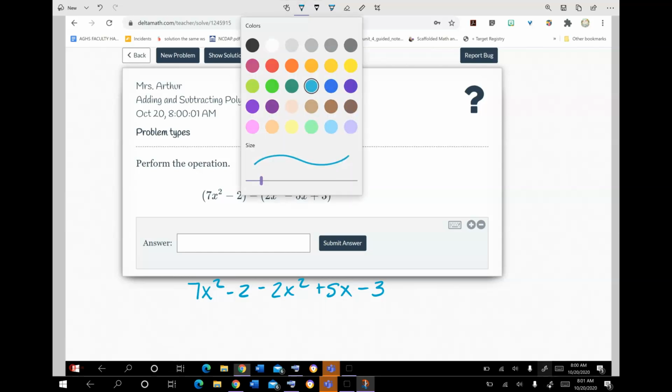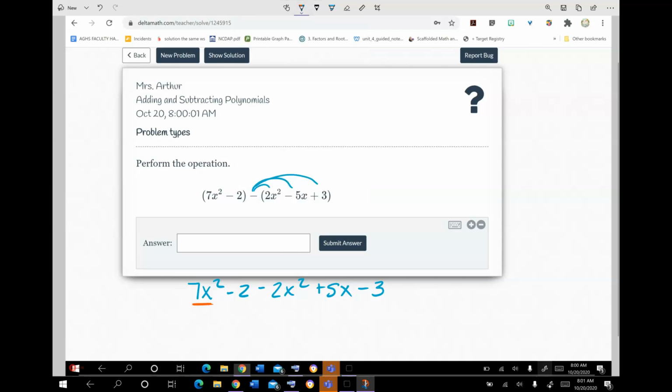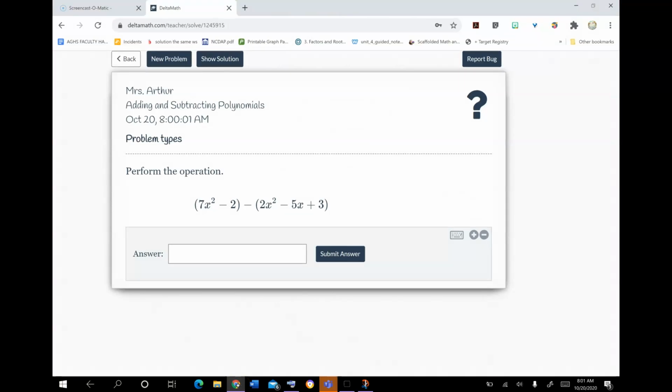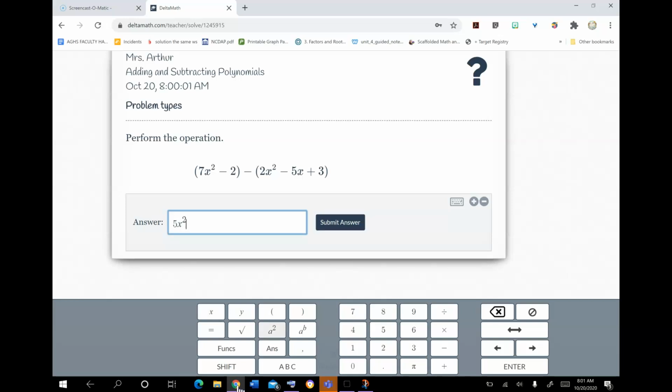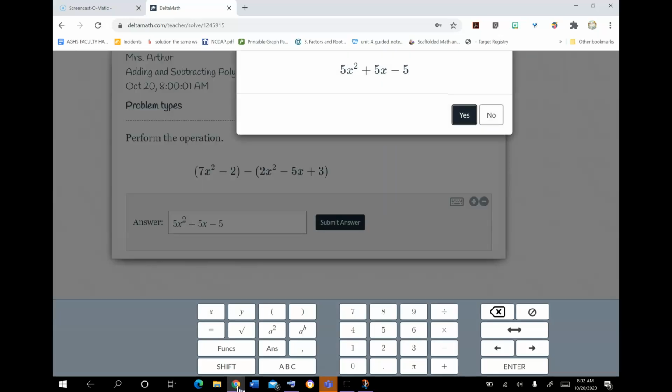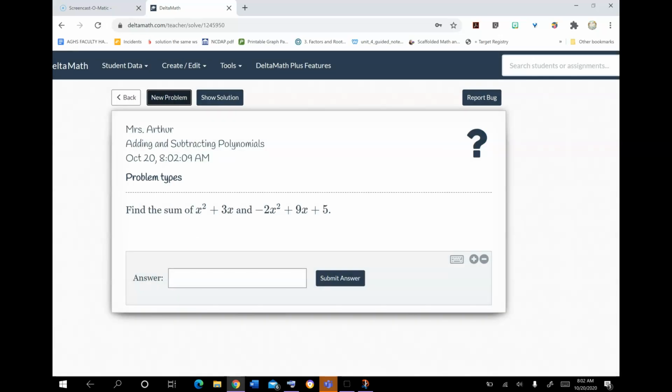Now we're just going to combine like terms, okay? So 7x squared and negative 2x squared make positive 5x squared. 5x doesn't have anybody, so we just bring it down. And then negative 2 and negative 3 make minus 5. Oh, that's neat. 5, 5, 5. So then you go back to Delta Math, well, you would already be there, and it's going to be 5x squared plus 5x minus 5. And then you submit your answer. Okay? All right, let's do another one.